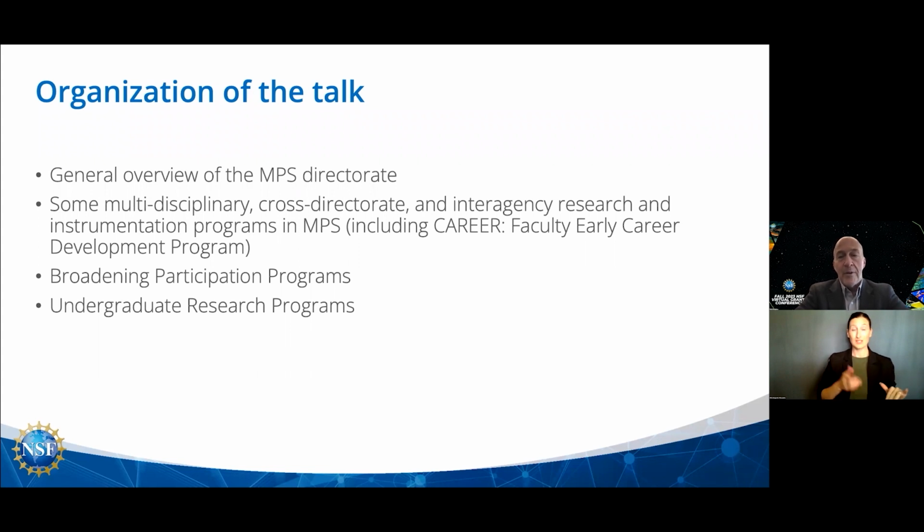After that will be an overview of some MPS broadening participation programs. These are relatively new, most of them. And finally, a little bit about undergraduate research opportunities, both for students and for faculty. Okay, there's a lot of ground to cover. Some of it you might have seen in other sessions. Actually, I think there's only 40 or 45 minutes for this presentation, so some of this will go by pretty quickly, so there's time for questions. My assumption is that you have the slides available to look at on your own time.